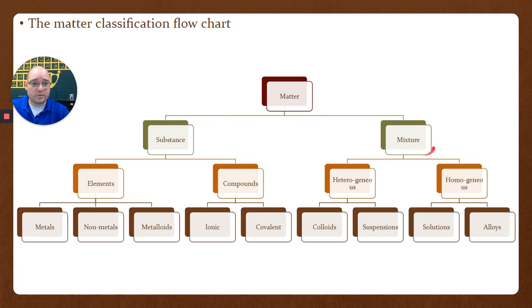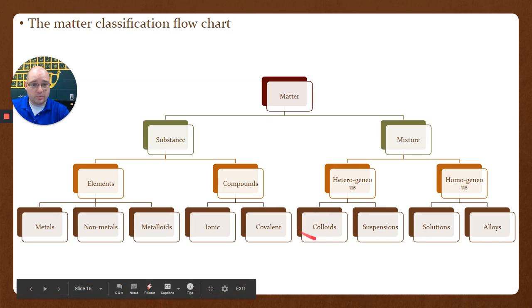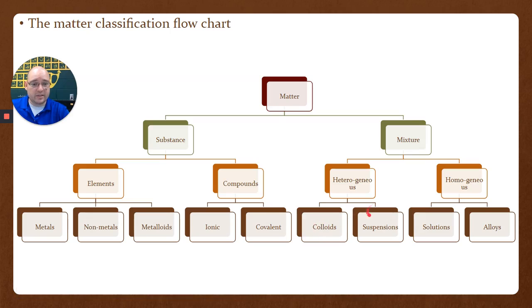Matter can also be a mixture, which is a combination of substances that does not have a uniform composition. They're either heterogeneous or homogeneous. Hetero meaning different, so with heterogeneous, you can see the different particles. The particle sizes are relatively large. They are either broken up into colloids or suspensions. Colloids will produce the Tyndall effect and scatter light. They do not settle out. Suspensions will settle out eventually, and you can see the different stuff.